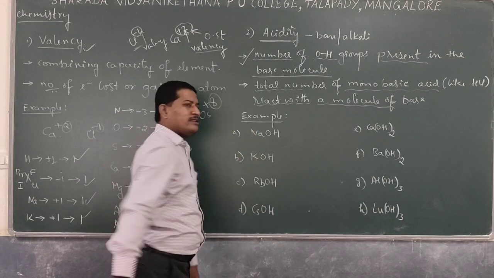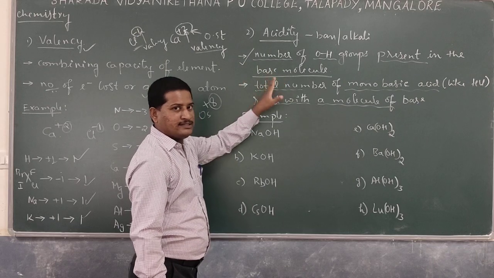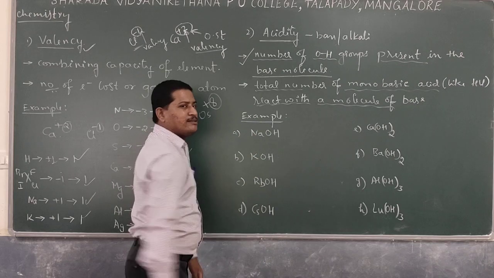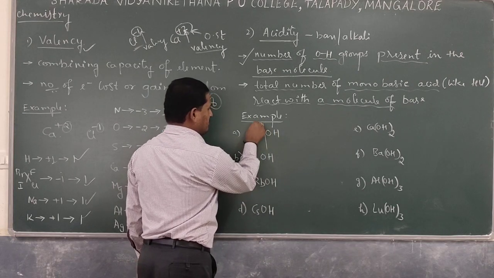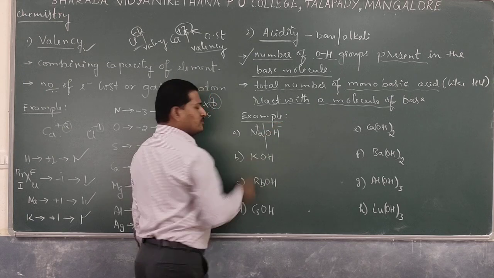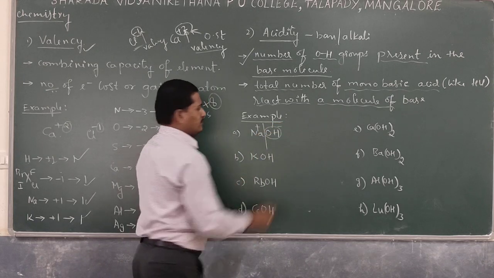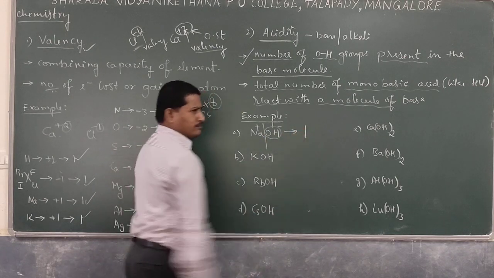Sodium hydroxide, NaOH. Remember, this is applicable only for a base, not for an acid, not for a salt, not for any other species. Sodium hydroxide is a base, and in this case, if you split it into parts, sodium gives sodium ion, and OH gives hydroxide ion. So the number of OH groups present is only 1. As a result, the acidity of sodium hydroxide is found to be 1.